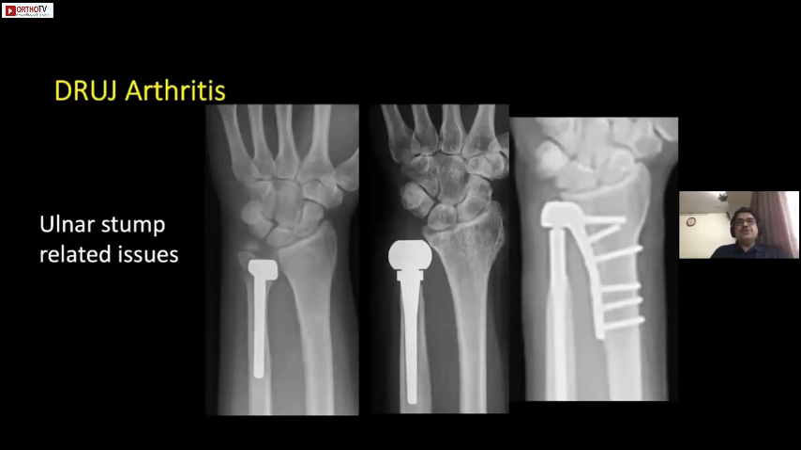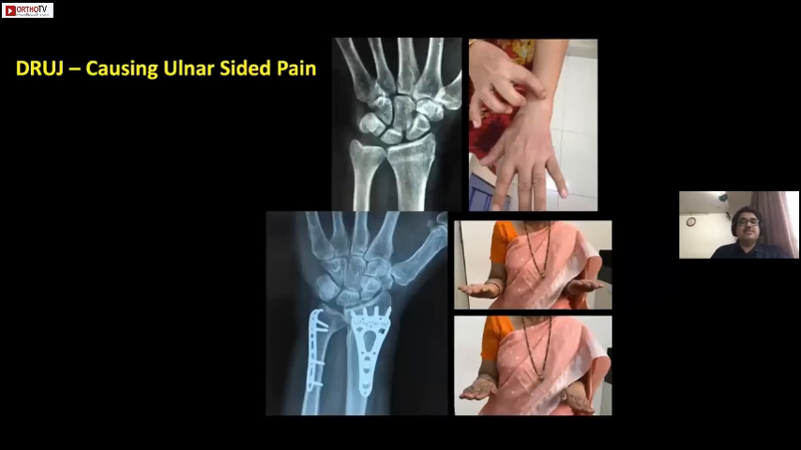The solution really to this problem is a hemi replacement of the ulna, or a total DRUJ replacement. Unfortunately, I have no experience of these. These are textbook images, and these are not available in India. And I understand the Shaker prosthesis, the total DRUJ prosthesis, costs about $9,000.